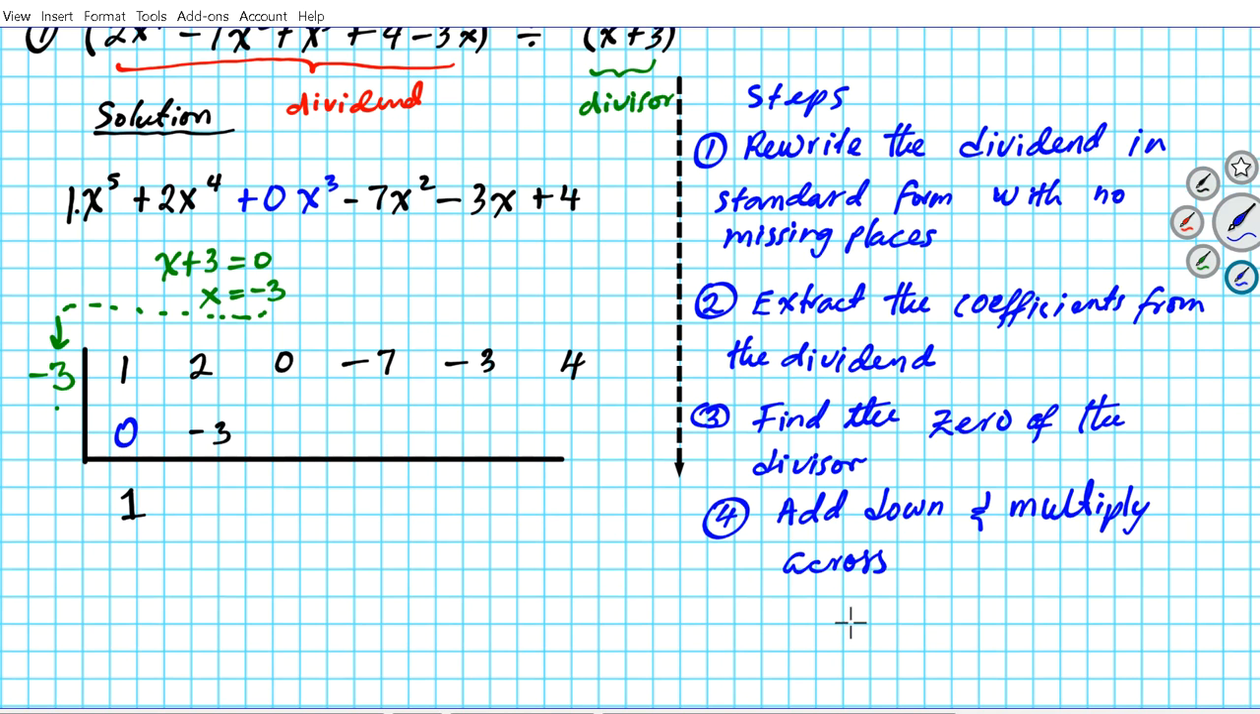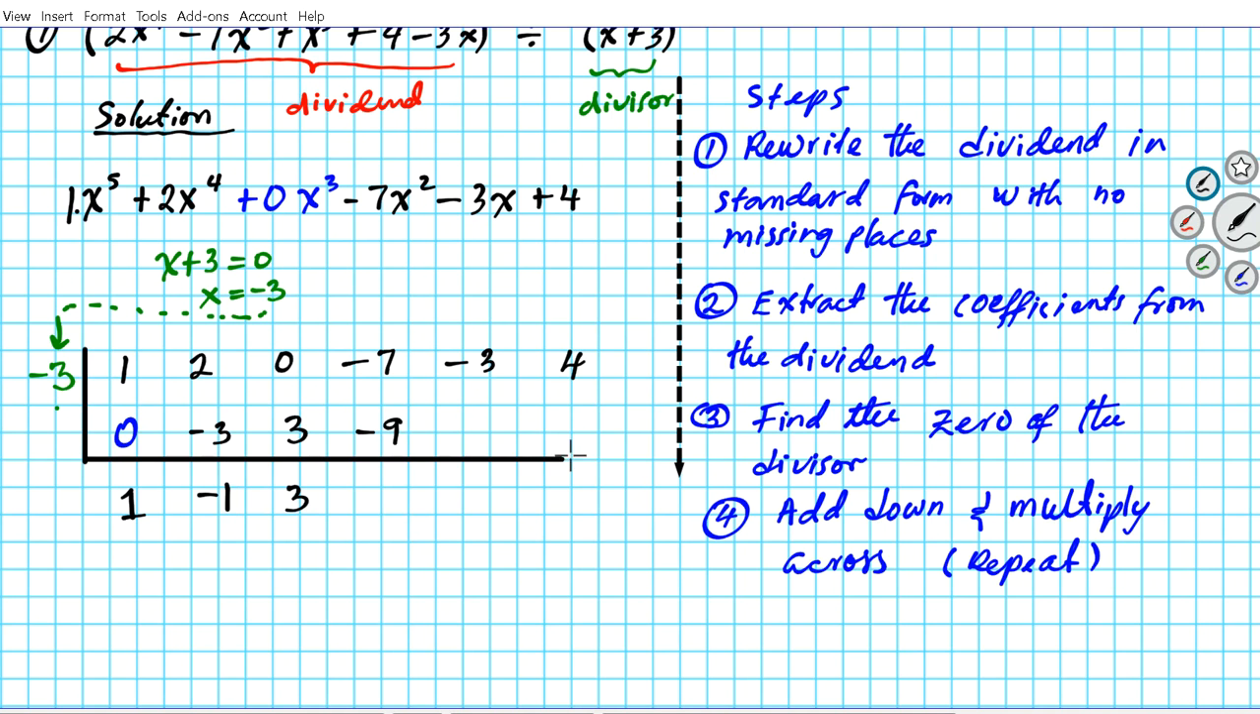All right? So basically, just repeat this last step. Add down, multiply across, just repeat over and over again until we're done. So adding down, 2 minus 3 is -1. Multiply across, -3 times -1 is +3. Add down, 0 plus 3 is 3. Multiply across, -3 times +3 is -9.